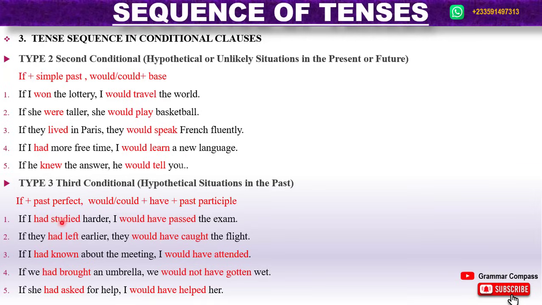For example, if I had studied harder, I would have passed the exam. If they had left earlier, they would have caught the flight. If I had known about the meeting, I would have attended. If we had brought an umbrella, we would not have gotten wet. If she had asked for help, I would have helped her. So this is type 3. Past perfect will take could have or would have and then the past participle form of the main verb. This is the sequence of tenses in conditional statements.